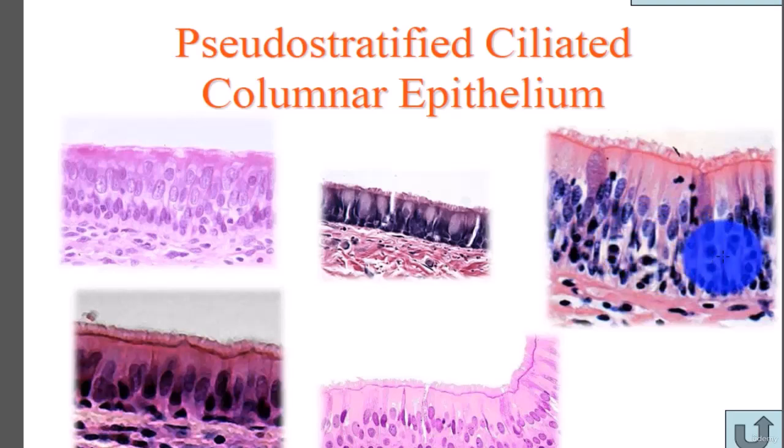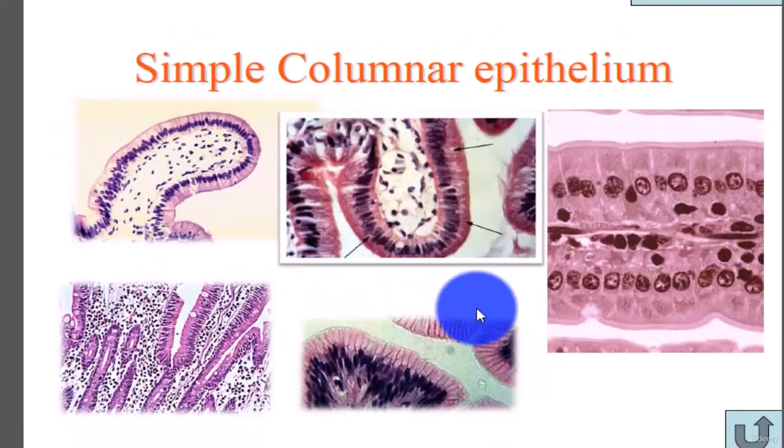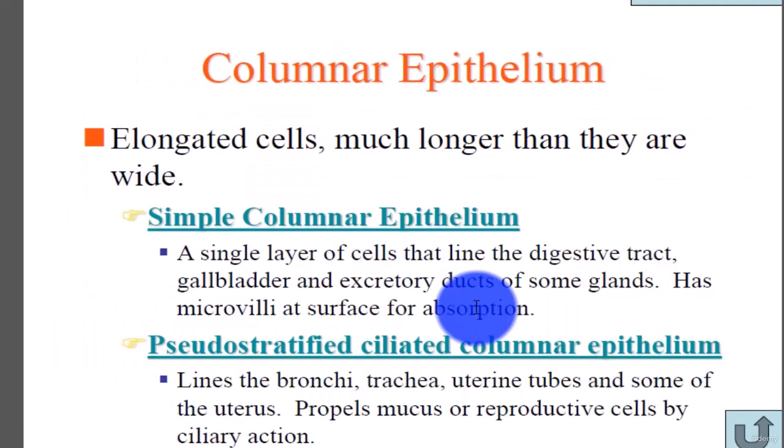Pseudostratified ciliated columnar epithelium. Pseudo means not true, not right. Pseudostratified ciliated columnar epithelium lines the bronchi, trachea, uterine tubes, and part of the uterus, and propels mucus or reproductive cells by ciliary action.